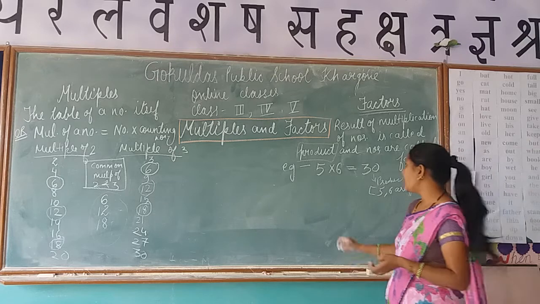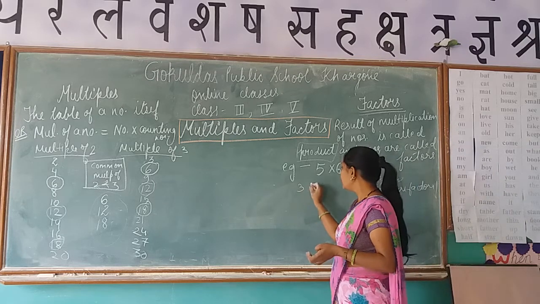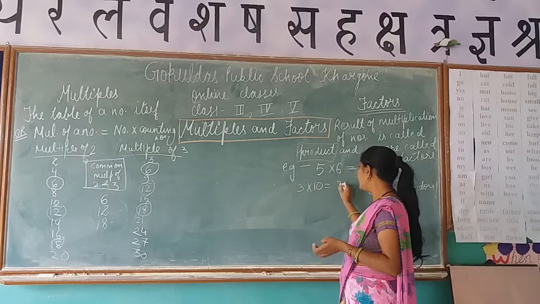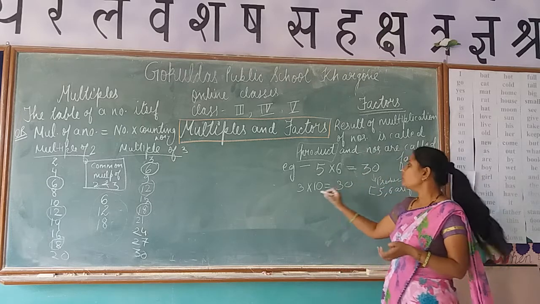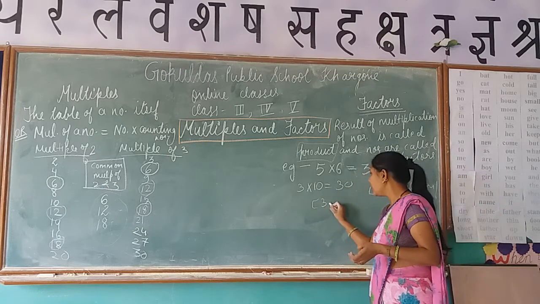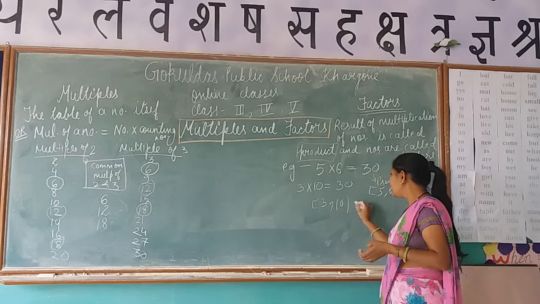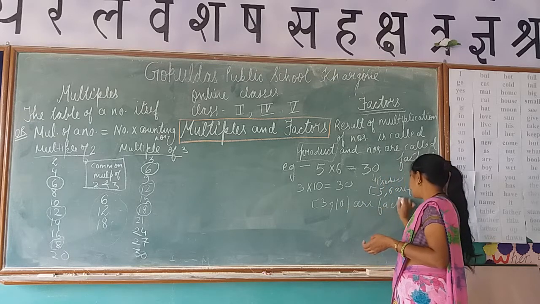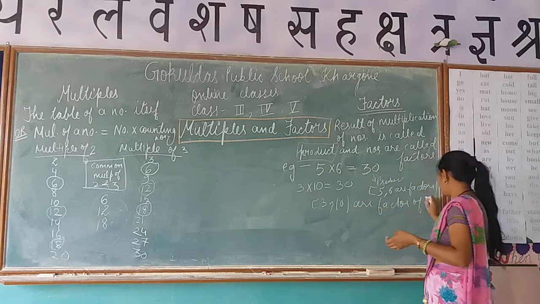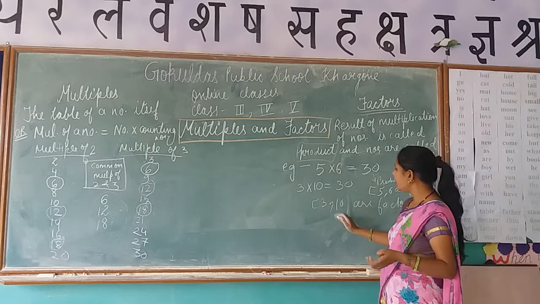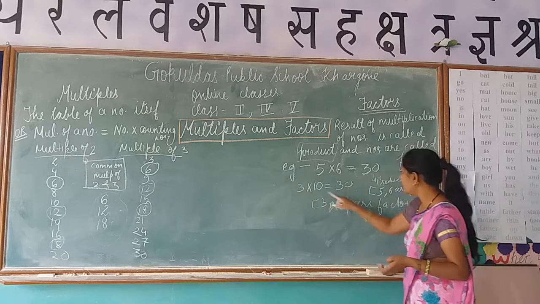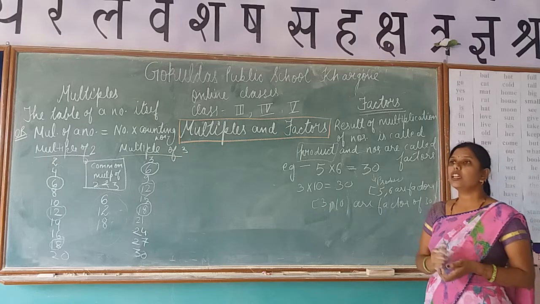Okay, another example I am writing. Suppose I am writing here 3 multiplied by 10 is again 30. Okay, so in this, 3 and 10 are the factors of 30.